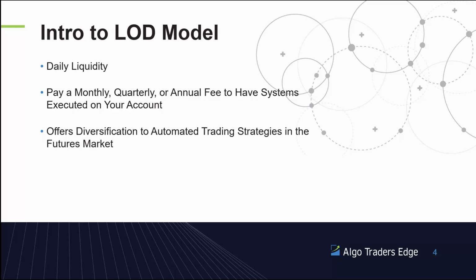Now, some of the advantages of doing this with LOD as opposed to the traditional model of going through a CTA or a hedge fund is we have daily liquidity. There's no lockup periods. We also offer discounts on a quarterly or annual basis in order to have the systems executed on your trading account. And it also gives you diversification from a classic portfolio of just stocks and bonds and ETFs. You can get into the futures market and have quantitative automated systems trading to offer that additional diversification.